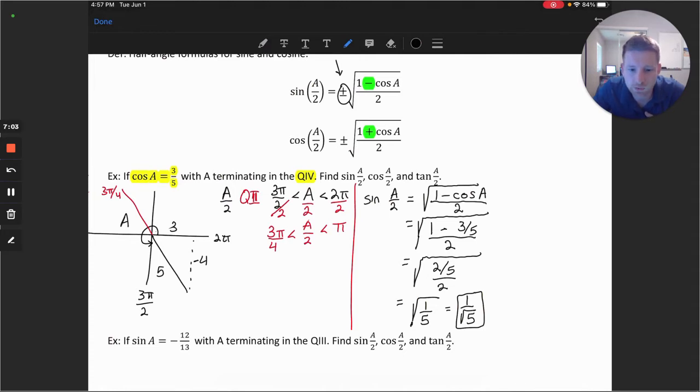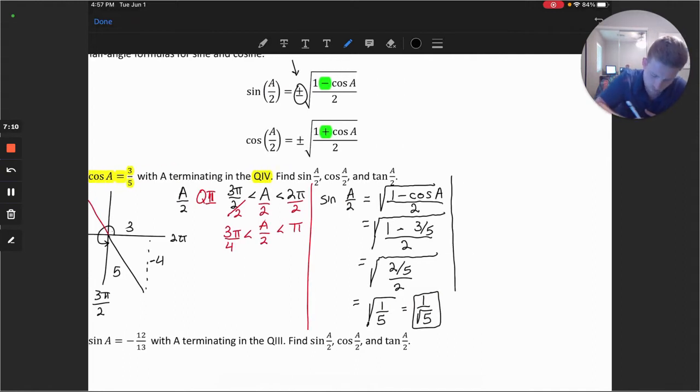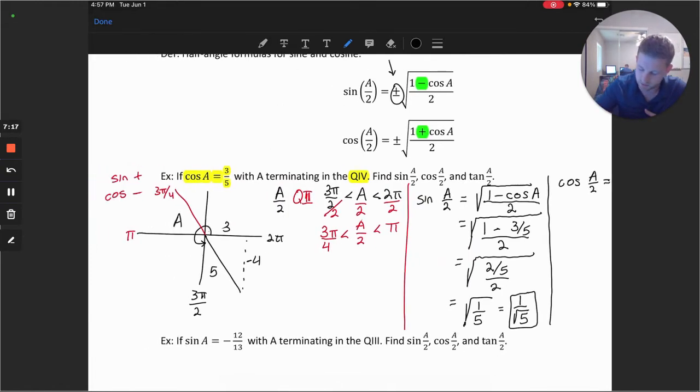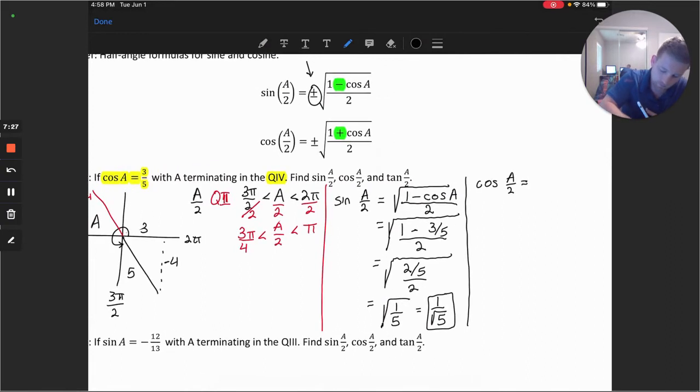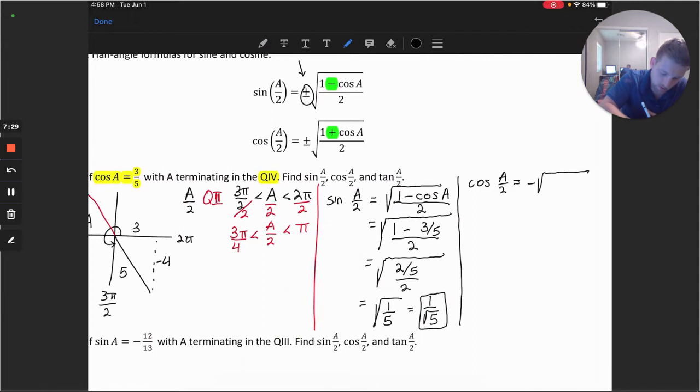The second one we want to go out and solve for is going to be the cosine of A over 2. In this one, we know that the cosine is going to be negative in the second quadrant, and so we'll use the negative version of the square root. So this will be negative the square root of 1 plus cosine A, all over 2.